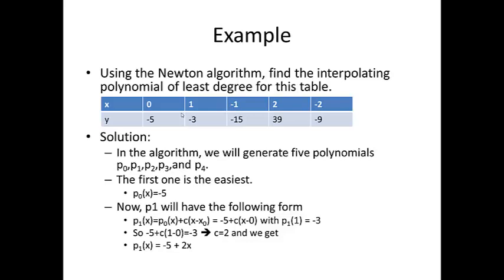Now, p1 is going to have the following form. p1 of x is p0 of x plus c times x minus x0. And we know p0 of x is minus 5, plus c times x minus 0, because x0 is 0, with p1 of 1 equal to minus 3 here. So, minus 5 plus c is equal to minus 3, and we can easily get that c is equal to 2. So p1 of x is minus 5 plus 2x. We'll continue this on the next slide.